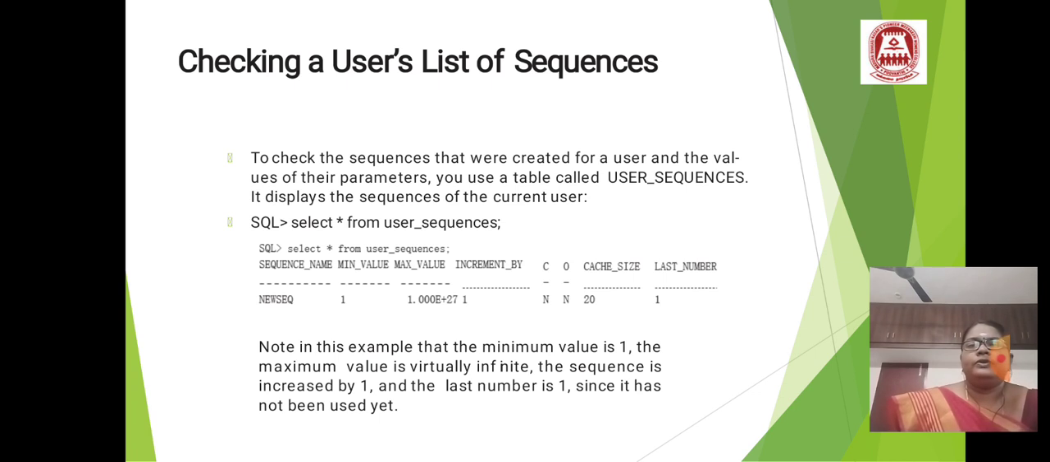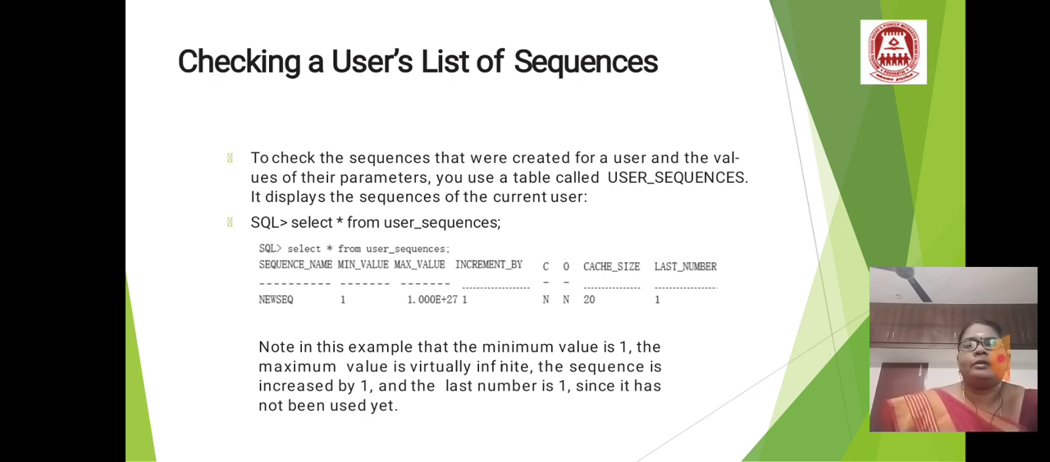So, checking a user's list of sequences. How are we going to check the user's list of sequences? There is a command for that. There is a keyword. We can call the table named user_sequences. It displays the sequences of the current user.